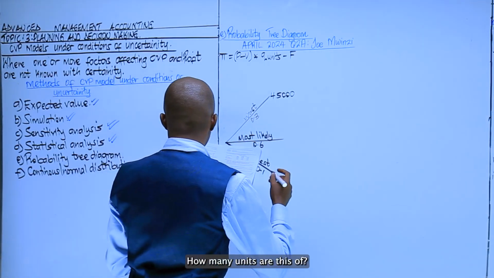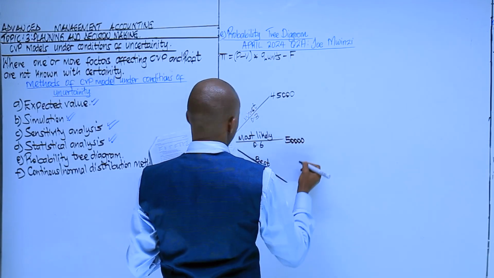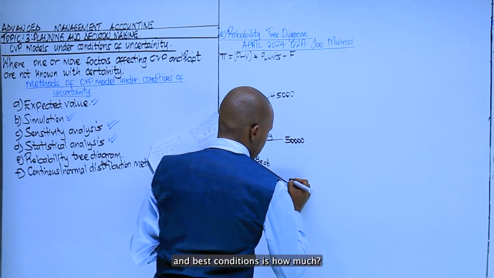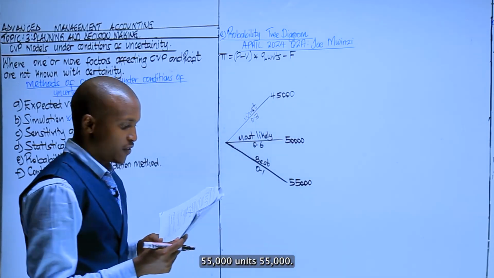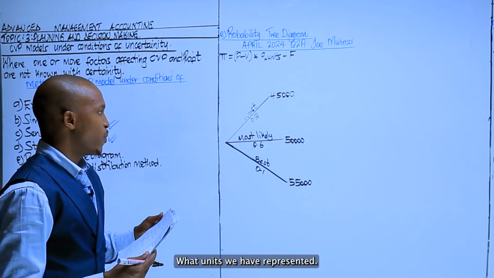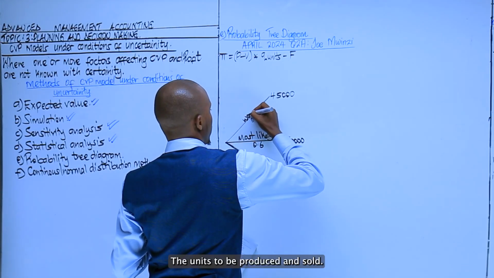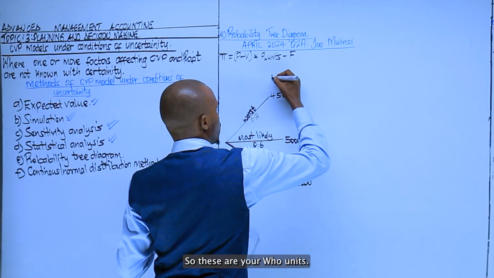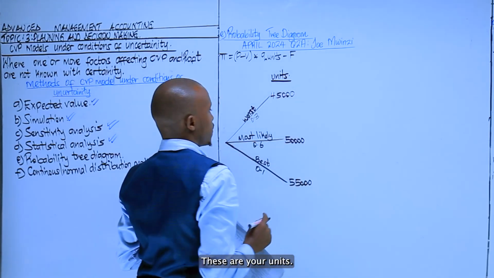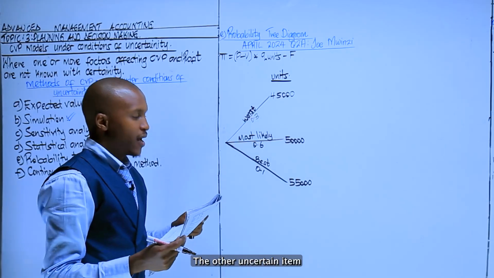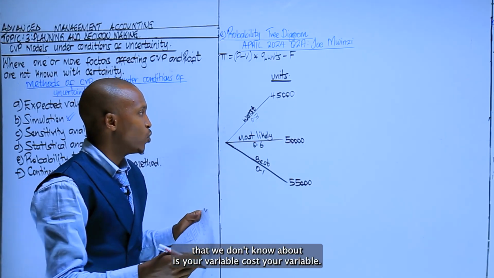How many units are there for most likely? 50,000. And the best condition was how much? 55,000 units. We have represented the units to be produced and sold. So these are your units. The other uncertain item that we don't know about is your variable costs.